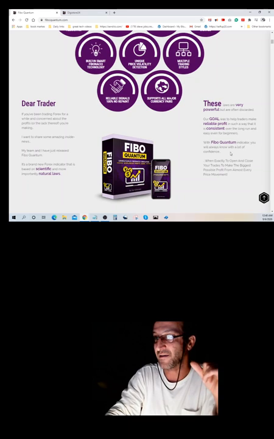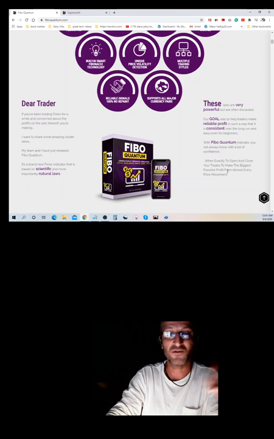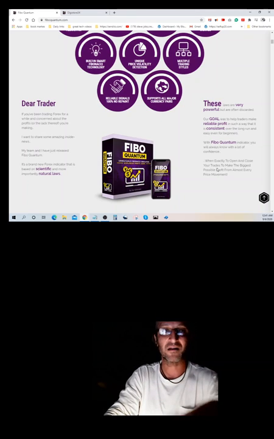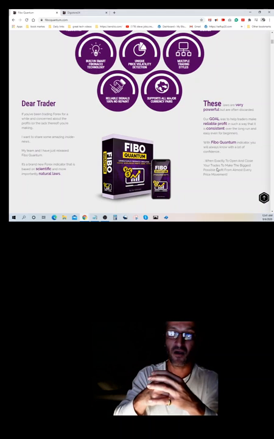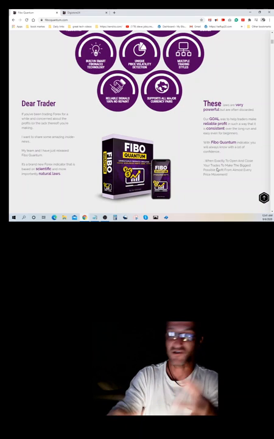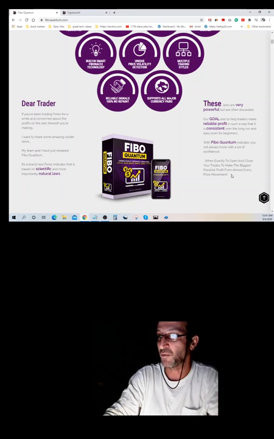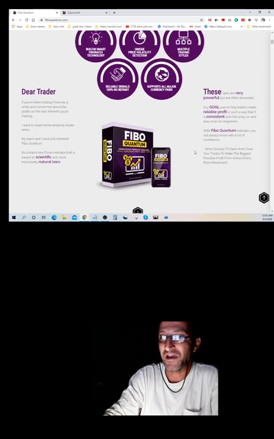With the Fibo Quantum indicator, we'll always know with a lot of confidence when exactly to open and close your trade. So basically you're in the know all the time, and you're not losing any money. If you decide to trade X amount of dollars, with the help of Fibo Quantum you'll be able to make educated decisions. That's the word I was trying to think of. You'll know when exactly to open and close your trades to make the biggest possible profit from almost every price movement.